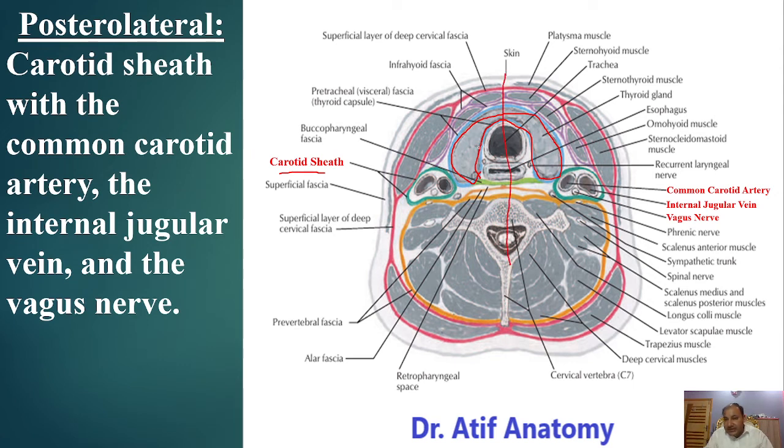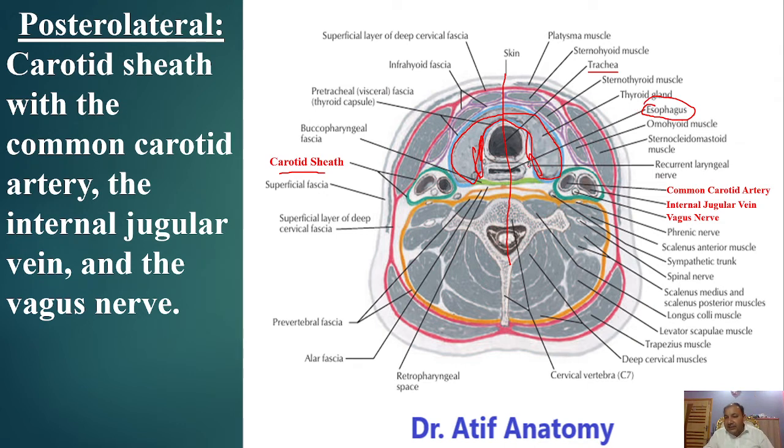On the medial side, what do you see? We see on the medial side there is a trachea. Above the trachea there is the larynx, and we find the esophagus. Above the esophagus we know that there is a pharynx or nasopharynx.